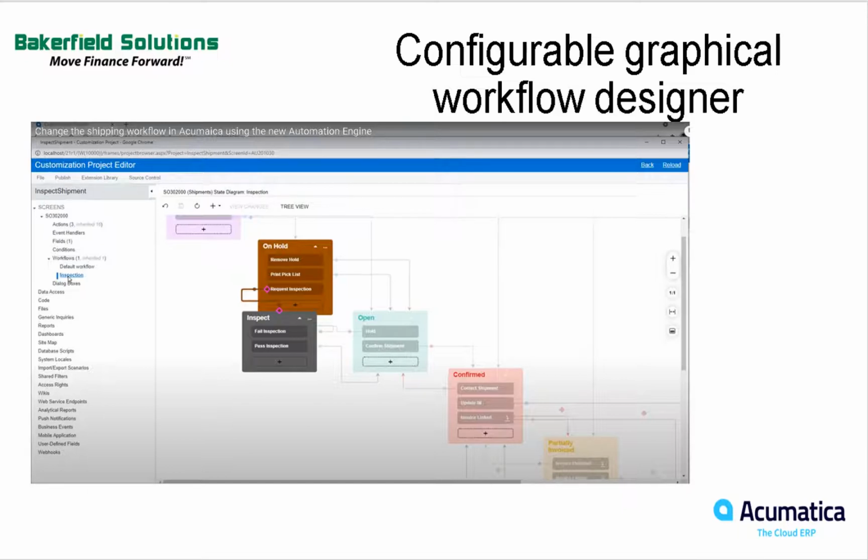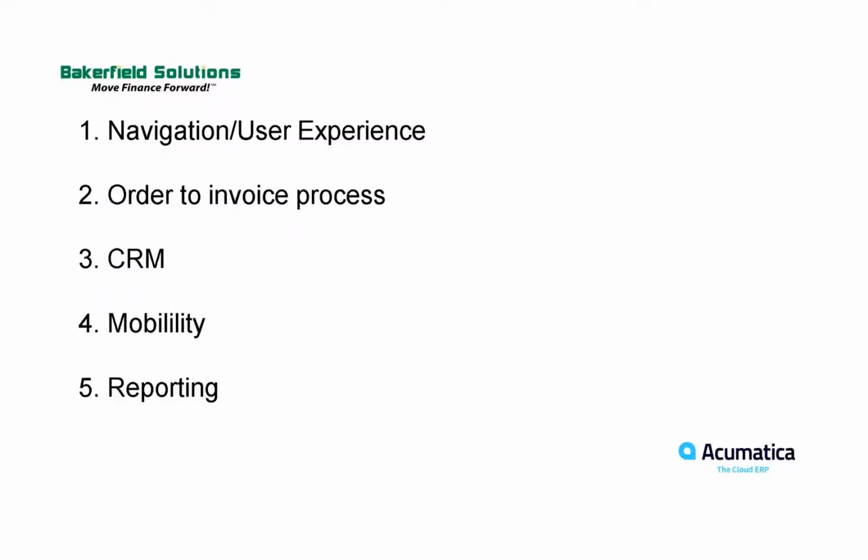But we do want to try to focus on these 5 main points within Acumatica today. We want to look at the navigation and the user experience. We're going to run through an order to invoice process. We're going to look at the native CRM system that is built directly into Acumatica, the mobility that we have within Acumatica using a mobile device, which again is built in natively to Acumatica, and also some reporting tools.